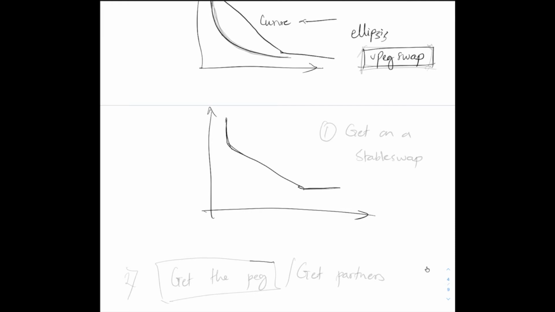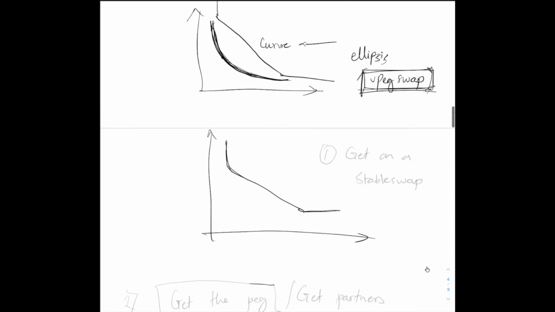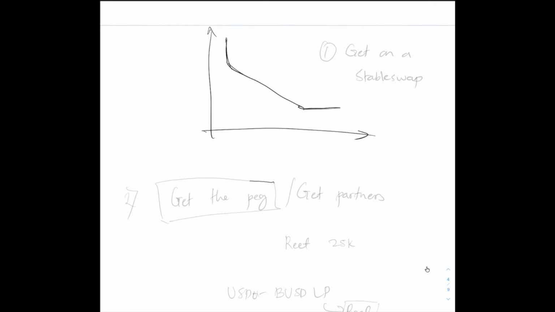If VPEG swap was still functional, I mean it is still functional, but it's the Value DeFi contract challenges which we don't want to deal with. The stablecoin peg would be much easier to achieve. But right now we have an issue where we are on Pancake, which is not actually designed for stablecoin swaps, and the slippage is extremely high. So the first step is getting on something which has a stable swap like thing, and that would reduce the slippage significantly. So step one, get on a stable swap.